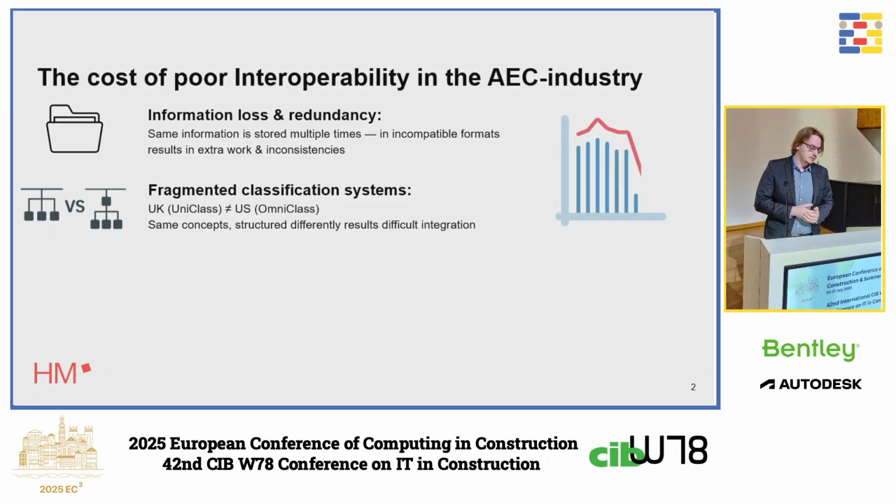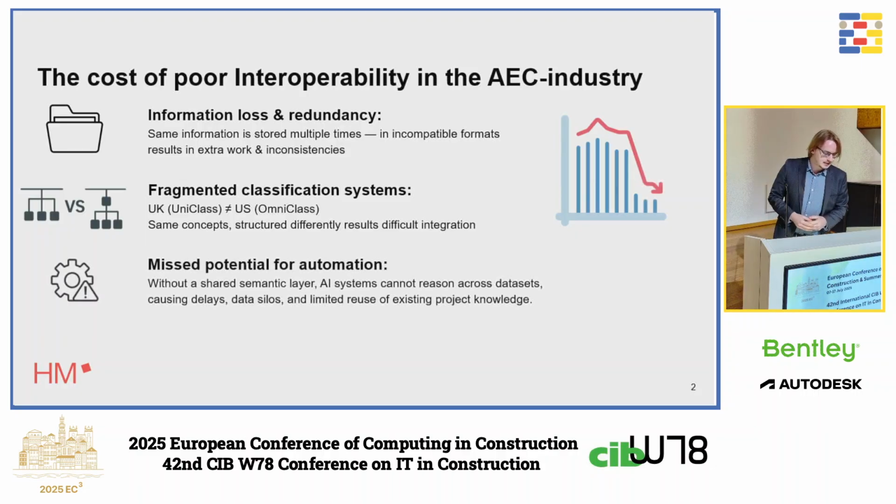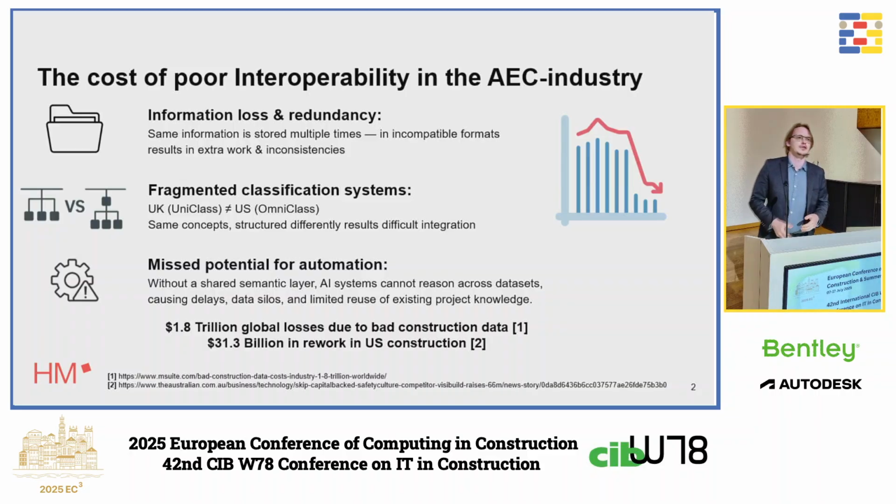Uniclass we find mostly in the UK and Omniclass mostly in the US. So basically they have the same concept, but they are structured differently, and that results in difficult integration. And that leads to missed potential for automation. Without a shared semantic layer, AI systems cannot reason across datasets, which causes delays, data silos, and limited reuse of existing project knowledge.